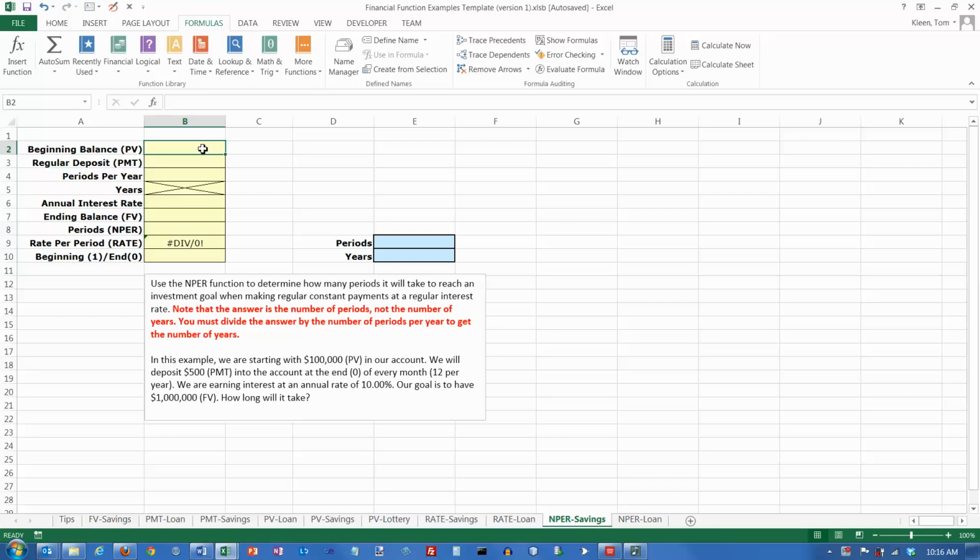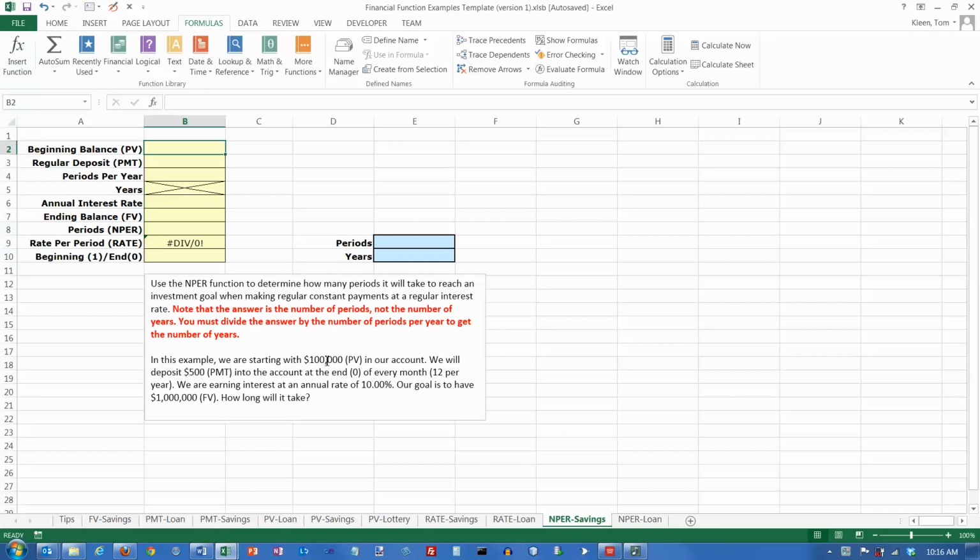In this problem, we're going to take a look at the NPER financial function in Excel. NPER is number of periods, and we're going to use this to determine how long it's going to take us to reach an investment goal. Okay, so here's the problem.